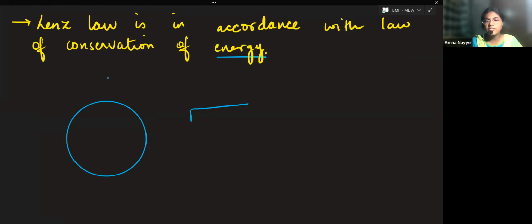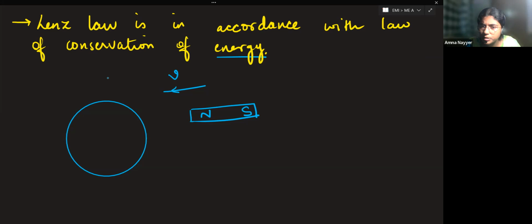Now I have brought a bar magnet with north polarity on this side and south polarity on this side, and with a certain velocity v, I am bringing this magnet closer to the coil. Now what will happen? The magnet is coming, so the magnetic flux changes and a current will be set up. The induced current's direction is to be in such a manner that it opposes the cause.